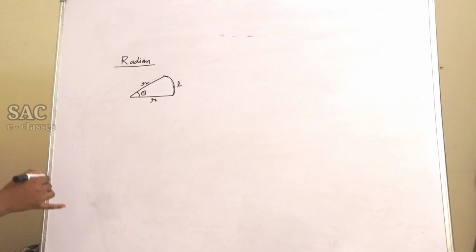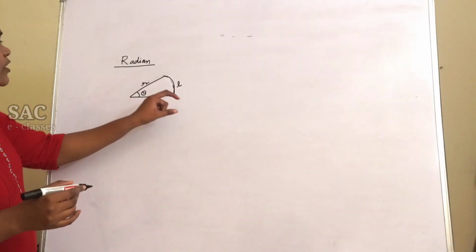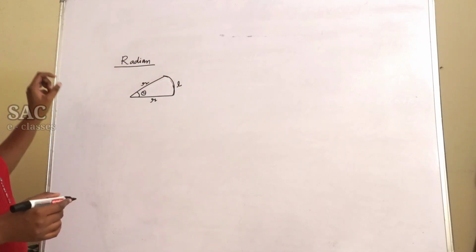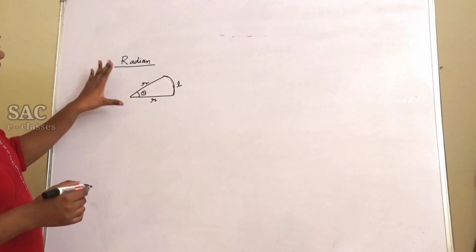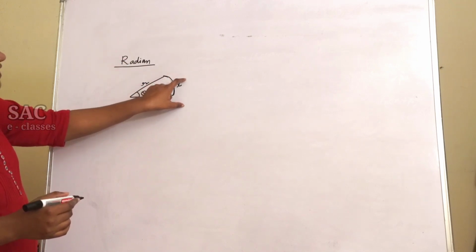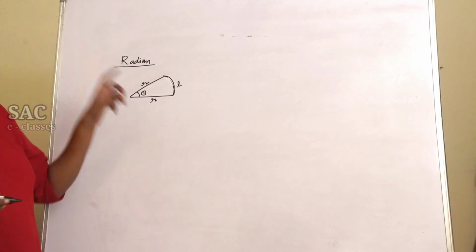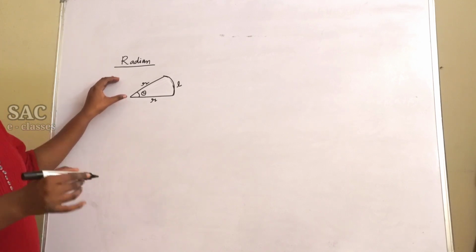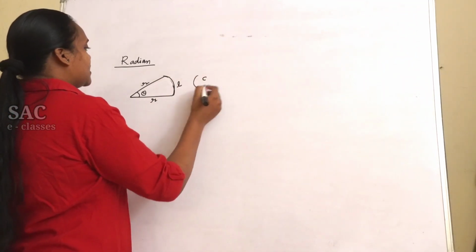Then what is meant by radian? Whenever the angle subtended by an arc of the circle whose length is equal to the radius of the circle, such an angle is called a radian. What is a radian? The angle subtended by an arc of a circle whose length is equal to the radius of the circle, we call that the radian. That means in this system, we measure an angle in terms of radians. It is denoted with the letter c as a superscript.